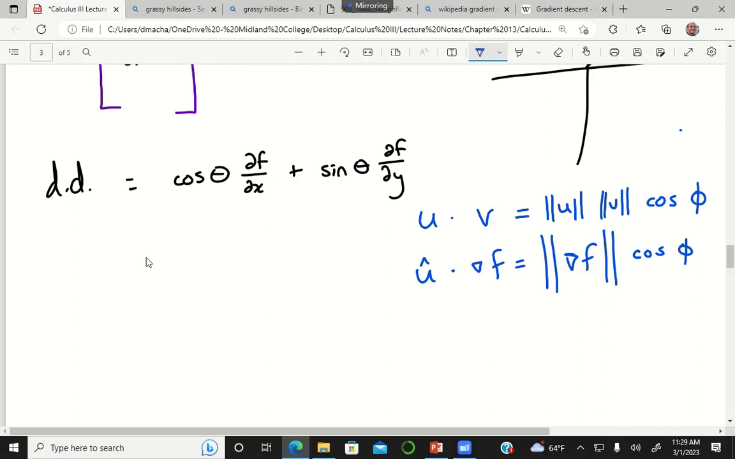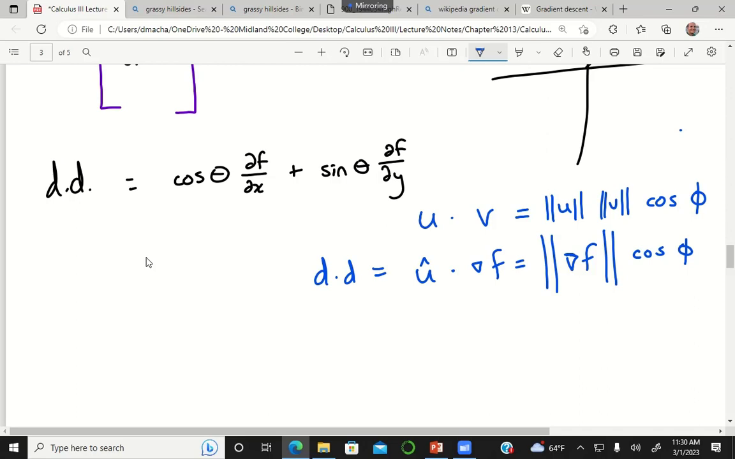So when the directional derivative is maximized, well, the norm of the gradient never changes, but the directional derivative would be at its maximum when the cosine function is 1. The cosine function is 1 when the angle between the gradient vector and the direction vector is 0. And so that means the directional derivative has its maximum when the direction is pointed in the direction of the gradient vector. Does that make sense?